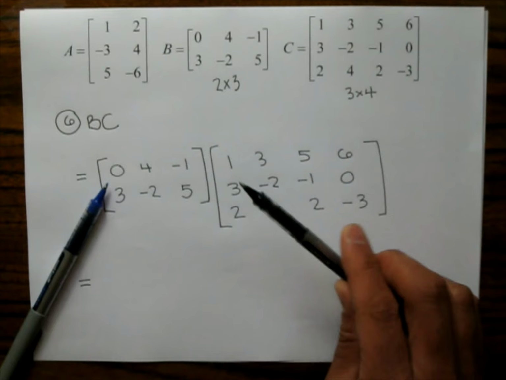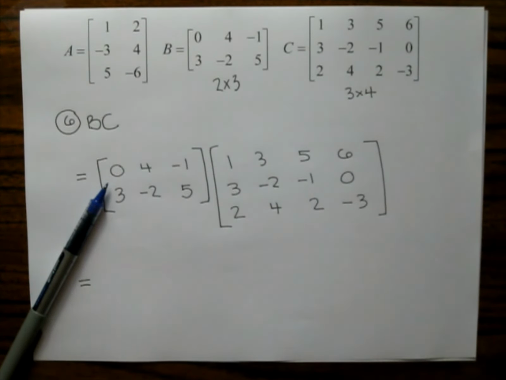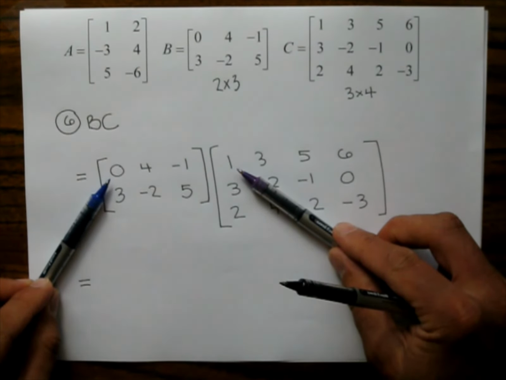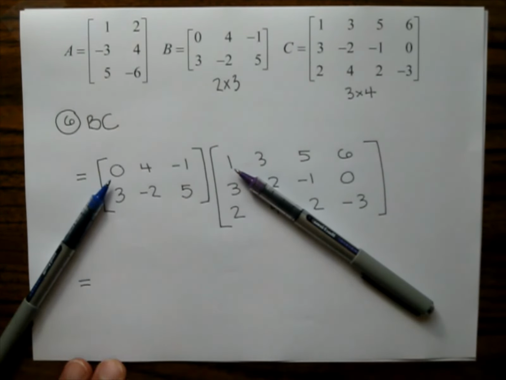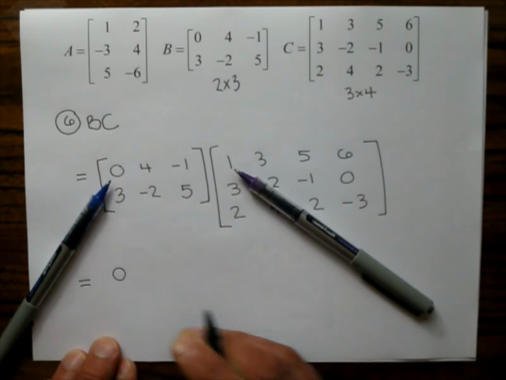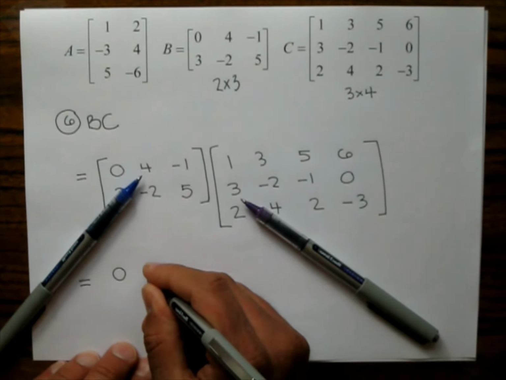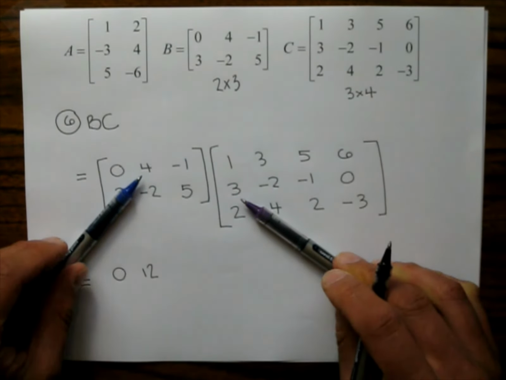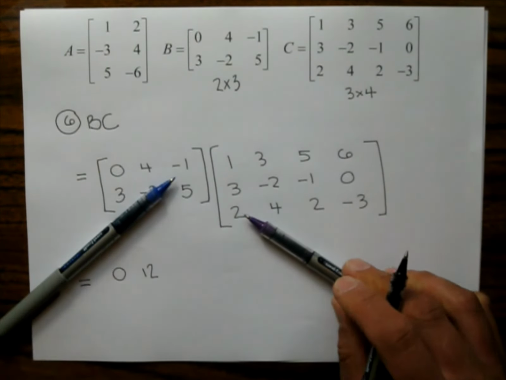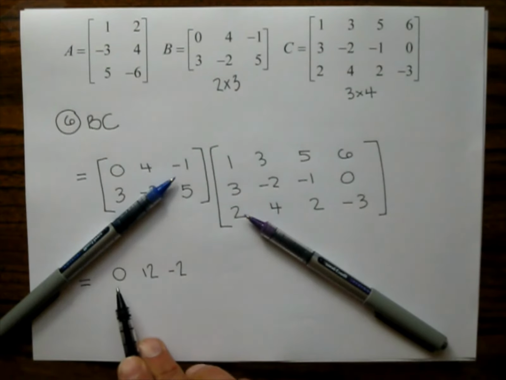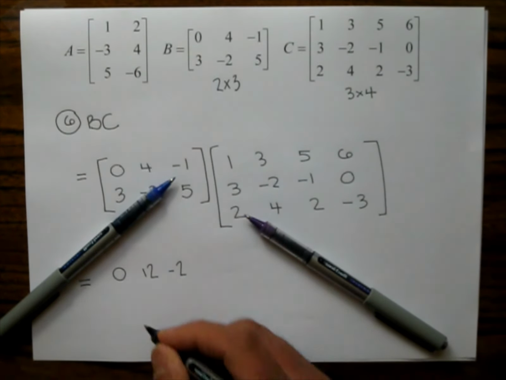I'm going to point to both of those, and maybe I need another pen so I can do this. I'm going to take those first two numbers. The Road Runner is running across the first row, the Coyote is dropping down the first column, and I multiply 0 times 1. So this gives me 0. Then they move over at the same time. The Road Runner moves over and the Coyote drops, and I go 4 times 3 is 12. And then negative 1 times 2 is negative 2. Now what I'm going to do with these three numbers is add them together.